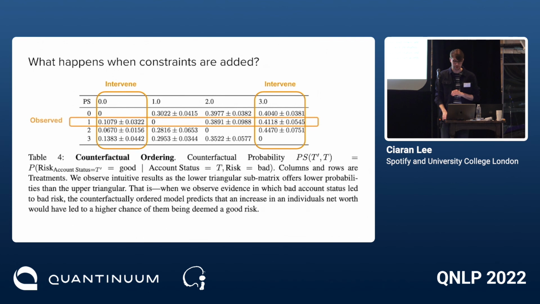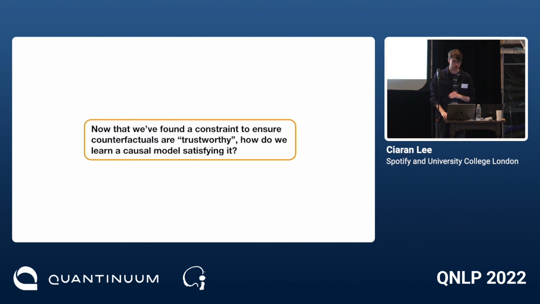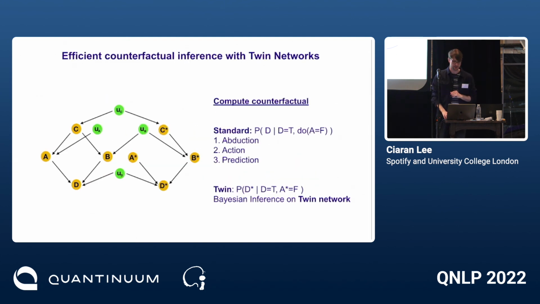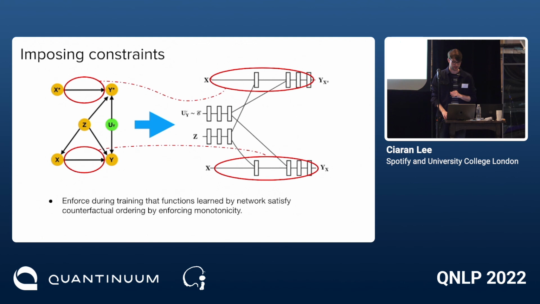When you do that, you find that you get the correct intuitive probabilities. Given we observe someone had low net worth and they were denied a loan, we want to ask, in that context, had we increased their net worth, would their likelihood of getting a loan increase? And when we impose these constraints, the answer is yes. So it seems trustworthy in this context. We can then figure out how to train a causal model given this extra constraint. I'll skip over this, but if you're interested, it's in a paper that I'll talk about at the end.